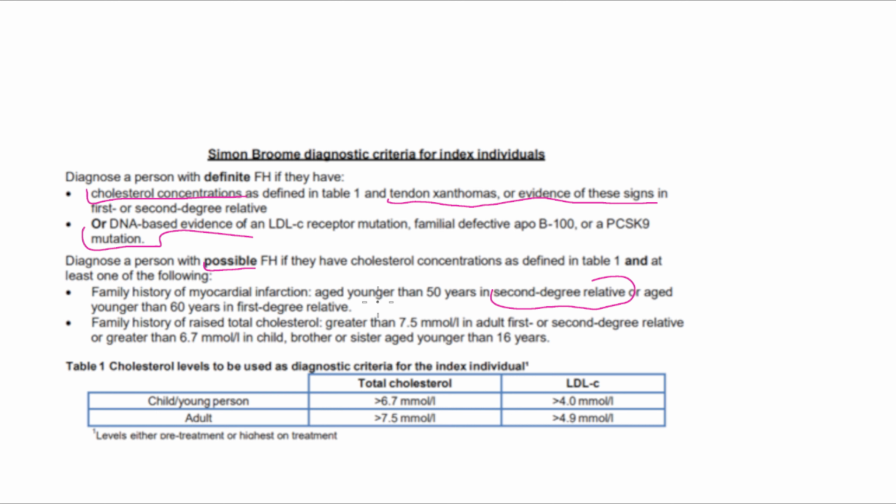The second criterion describes raised total cholesterol as in table 1 in a patient whose first or second degree relative also had raised cholesterol.